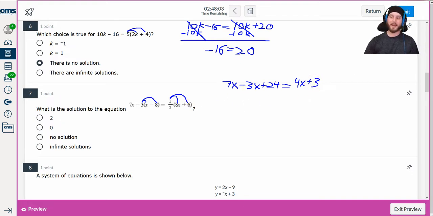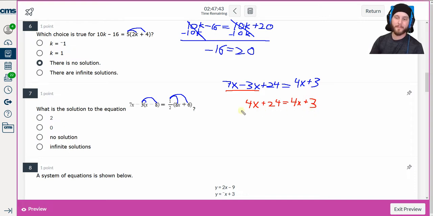We then still have to combine some things, because the left side isn't ready yet. We have to combine 7x and negative 3x. And that's going to give me 4x plus 24 equals 4x plus 3. Again, we have another situation where something isn't adding up. When I subtract 4x from both sides, will my equation still make sense? If that goes away, will 24 equal 3? No. No, it will not. There is no solution to number 7. Nothing we can put in for x will ever work for this equation. So, there is no solution.